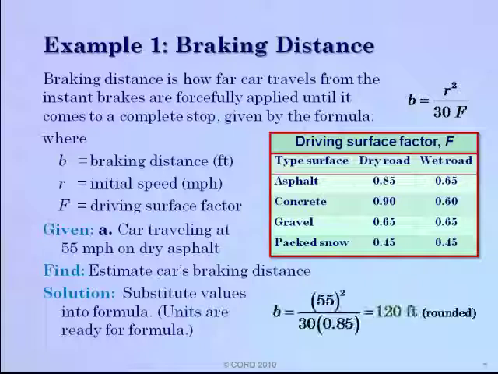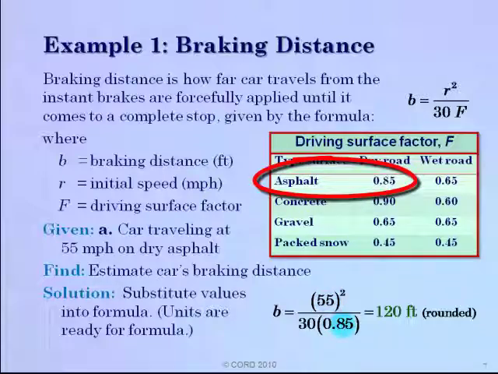Well, the solution is simply to substitute the values into the formula. The units are already prepared in the driving surface factor to yield the braking distance in feet if we supply the initial speed in miles per hour. So if we put our speed of 55 miles per hour and our driving surface factor for the asphalt road is 0.85, then multiply it times 30 and evaluate that. We'll end up with 120 feet as the braking distance.